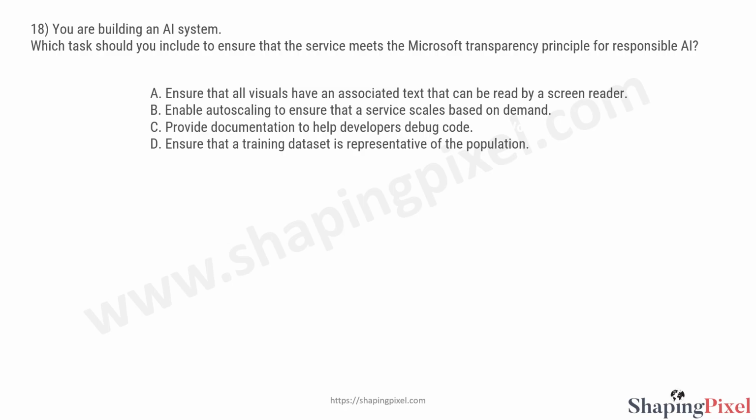Question number 18. You are building an AI system. Which task should you include to ensure that the service meets the Microsoft transparency principle for responsible AI? And we have four options. Option A, ensure that all visuals have an associated text that can be read by a screen reader. Option B, enable autoscaling to ensure that a service scales based on demand.